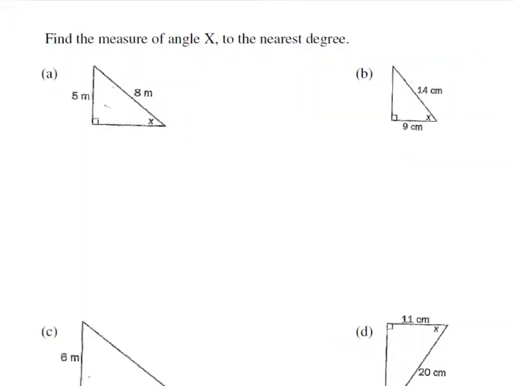Alright, let's do some examples. So we're trying to find angle x right here. Okay, and so first step is to label O, A and H, where O equals the opposite side, A is the adjacent side, and H is the hypotenuse. So we're looking at this angle. That means that this is the opposite side, this is the hypotenuse, and this is the adjacent. So what two sides do we have to work with? We have the opposite and the hypotenuse.